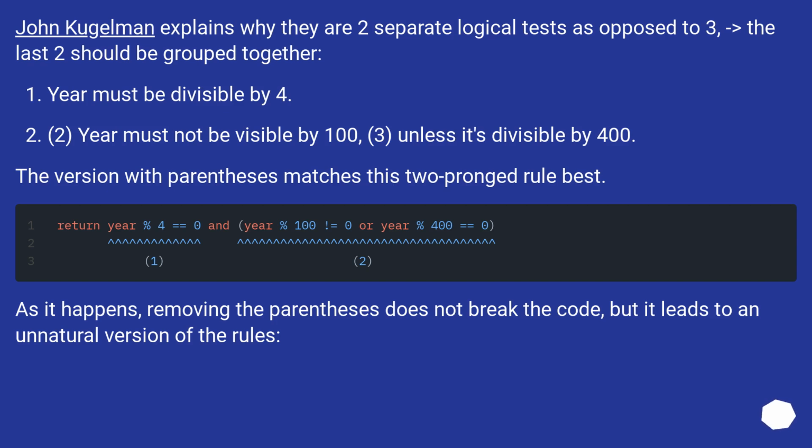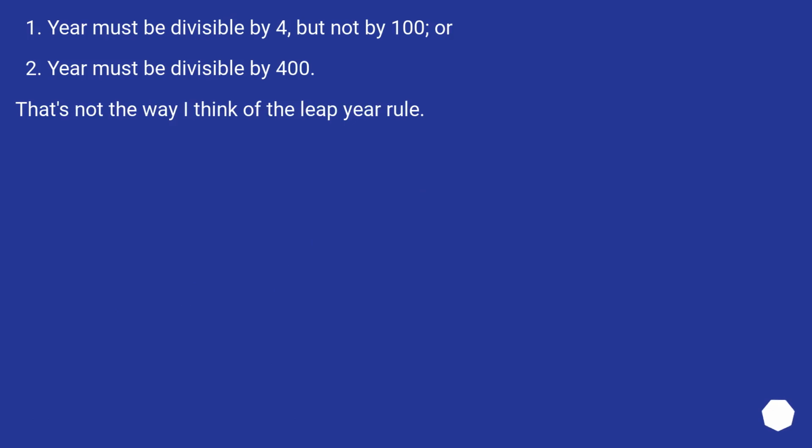As it happens, removing the parentheses does not break the code, but it leads to an unnatural version of the rules. Year must be divisible by 4, but not by 100, or year must be divisible by 400. That's not the way I think of the leap year rule.